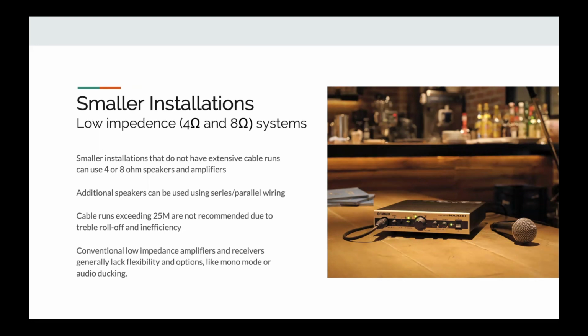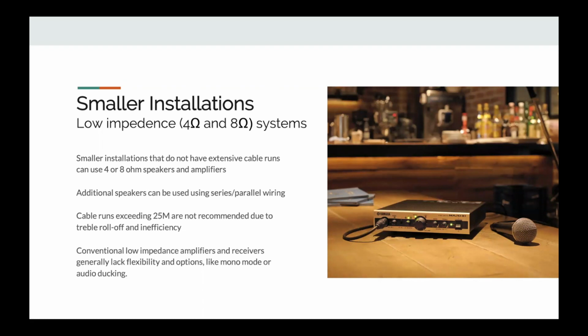Basically, when you run any kind of current down a cable, there is an inefficiency of the cable where some of that current is dissipated in heat. Not heat you can feel, but the cable does actually warm up according to the load that's being driven across it. Conventional low impedance amplifiers and receivers generally lack flexibility and options.